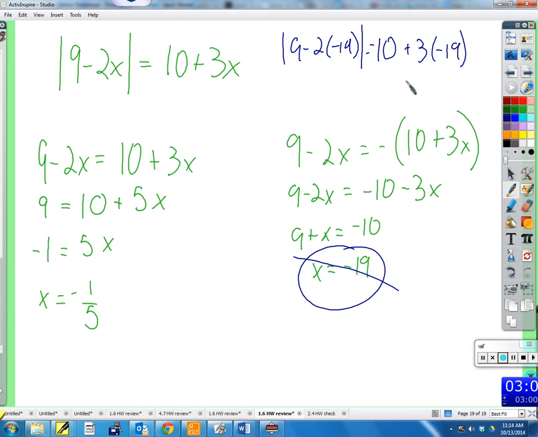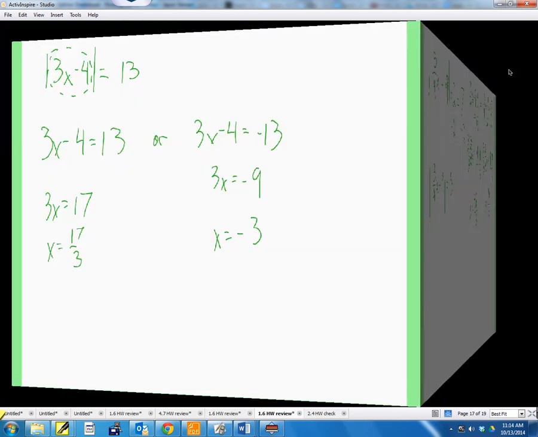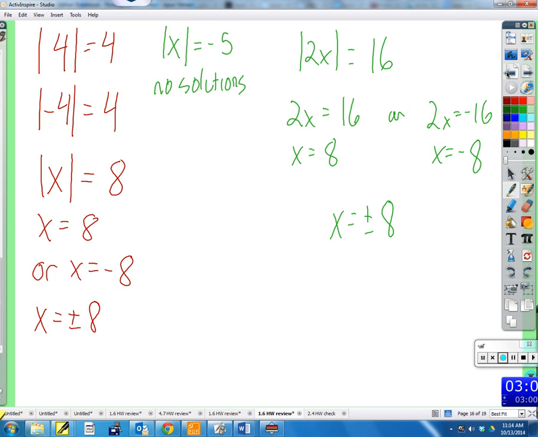What happens when neither will work? We just do the same thing as the front page and say no solution. No solutions. We found the only two numbers that could possibly work, and neither of them work, so there's no solution. It means the equation could never be true. That's what saying no solutions means. This equation can't ever be true.